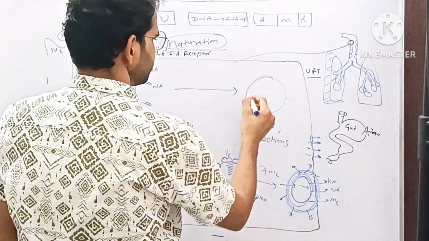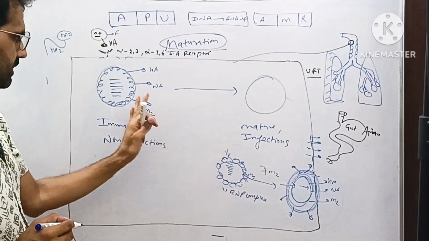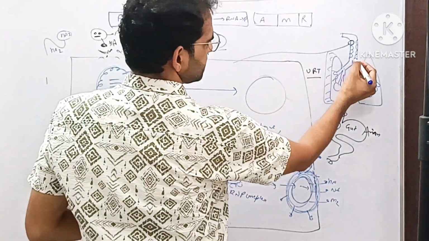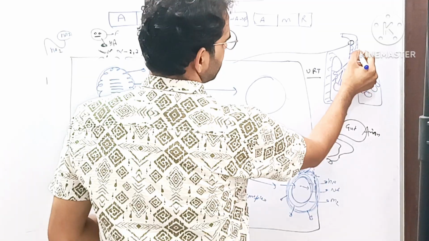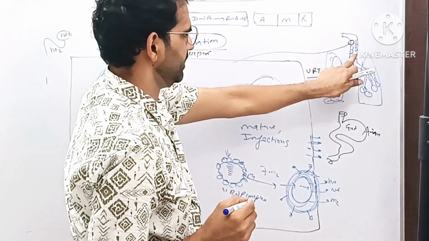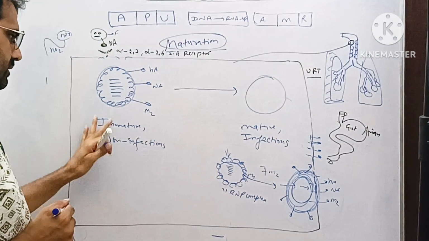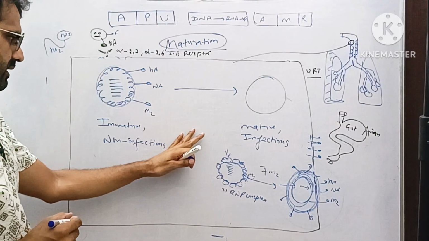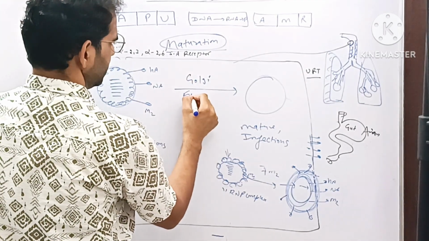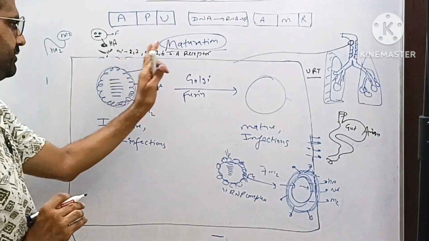And this maturation step may take place inside or outside the cell. Outside the cell means in the respiratory mucus, in the lumen. So some strains of influenza viruses mature inside the cell, inside the Golgi body, where one enzyme known as furin helps in the maturation.